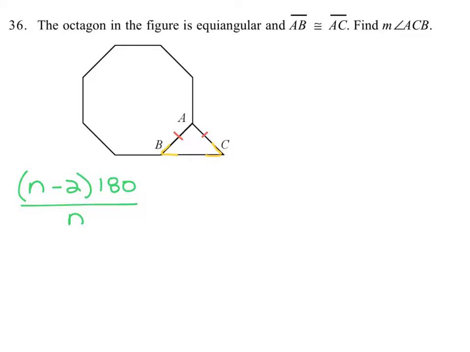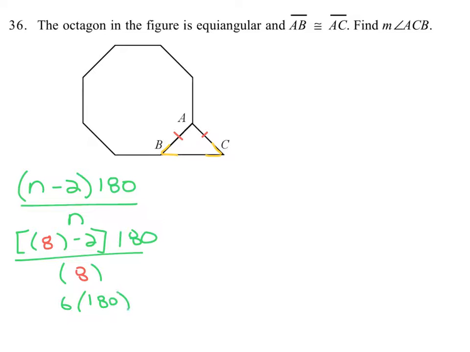And since it's not some random n number in this particular case, but rather 8, because it's an octagon, by subbing 8 in there and solving it, we can then get to it. So let's keep going. 8 minus 2 is 6, so we've got 6 times 180 all divided by 8.